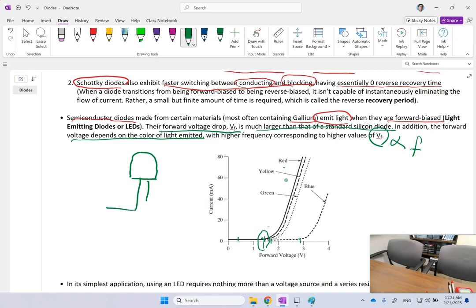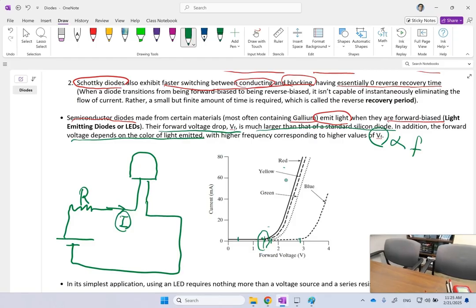When you want to connect them to this power source, you put a resistor on the way. And why would you do that? Because each LED can only allow so much current to pass. So the current that goes through the LED is limited. You don't want the current passing through LEDs to be very, very large.